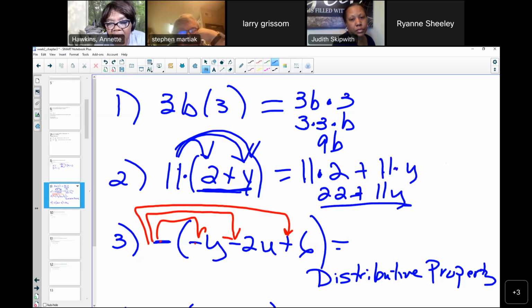Now, I cannot combine these because these are not like terms. This does not have a variable. This does.